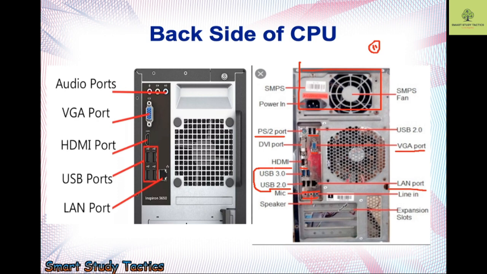This is the expansion slot area. When you are going to install PCI cards on your motherboard, they will come here only. Okay, so this is the new style, new type of motherboard. You can see the audio connector, VGA connector, HDMI connector, USB connector, and the LAN port. Nowadays this many are coming, not this much. And you can see another fan is also here.